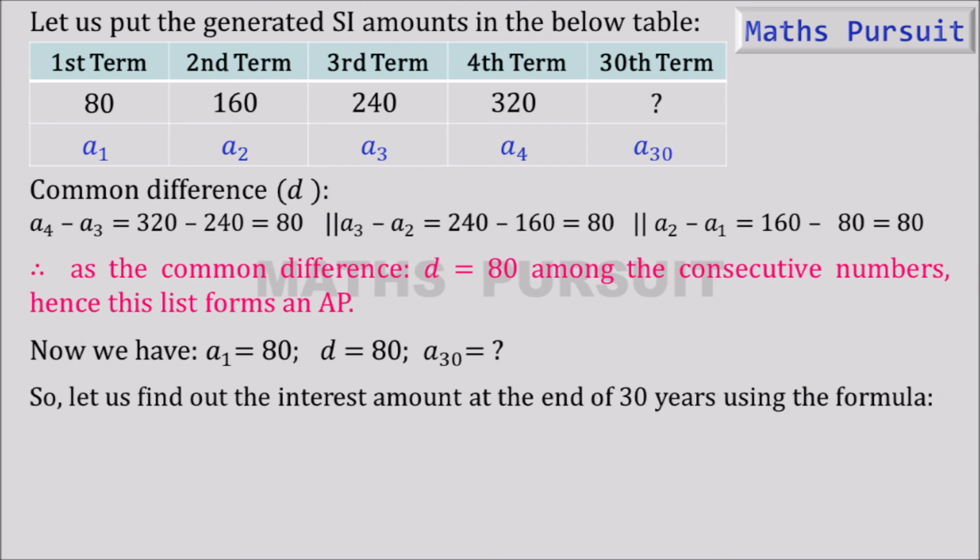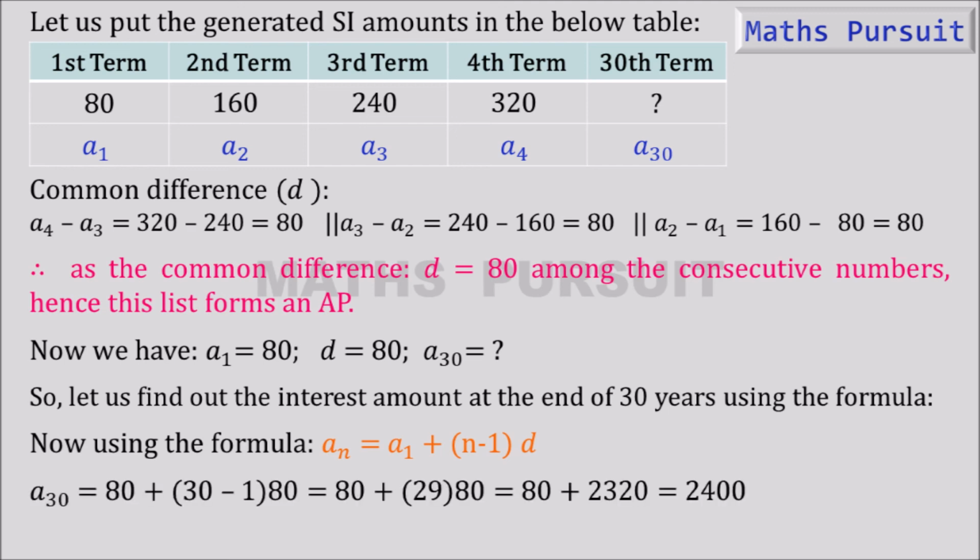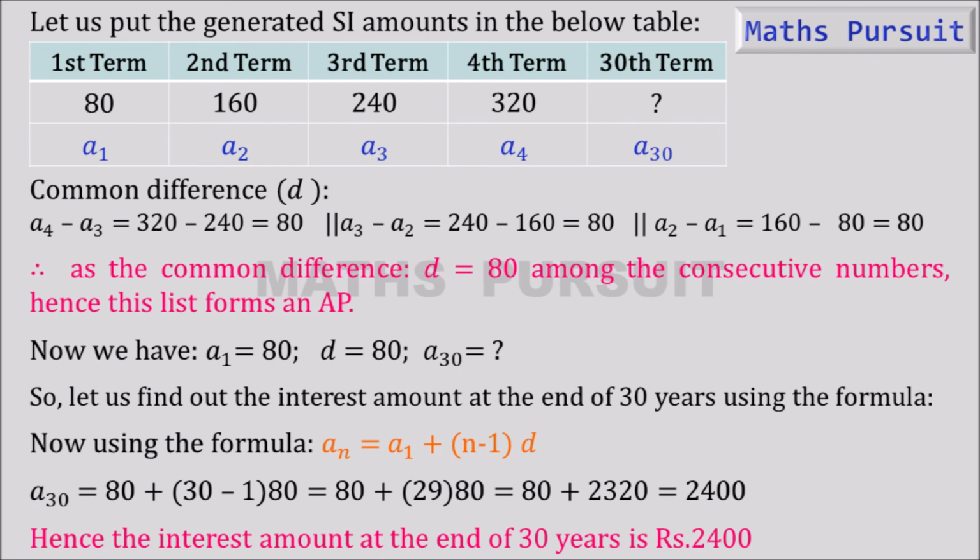So let us find out the interest amount at the end of 30 years using the formula. We always use the formula an is equal to a1 plus n minus 1 into d. Now replacing the values in this formula, we got a30 is equal to 80 plus 30 minus 1 into 80, so that is equal to 80 plus 29 into 80, so that is equal to 80 plus 2320, that is equal to 2400. Hence the interest amount at the end of 30 years is rupees 2400.